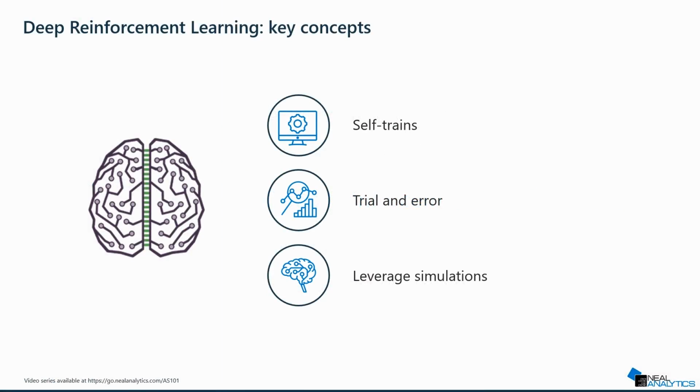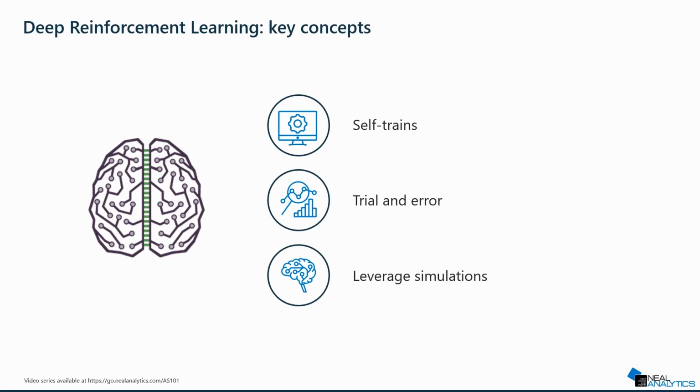What are the key concepts behind deep reinforcement learning? Deep reinforcement learning has 3 key components. The first one is that the AI agent will be able to train by itself without the need of formal training datasets. This training will happen through hundreds of thousands or even millions of trial and error cycles. And because, obviously, it's not possible to run those kinds of trial and error cycles on a real-life system, advanced simulations are required to train those systems using reinforcement learning.